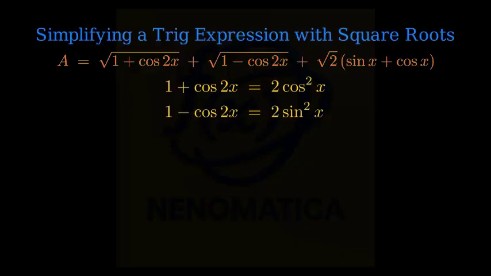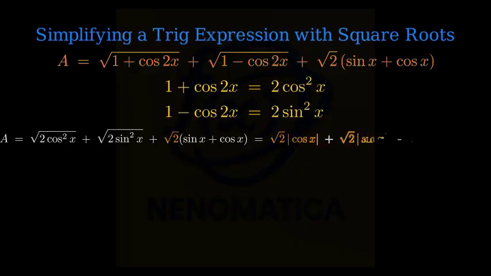1 plus cosine of 2x equals 2 cosine squared x, and 1 minus cosine of 2x equals 2 sine squared x. Taking square roots gives square root of 2 times absolute cosine x, and square root of 2 times absolute sine x, because a square root returns a non-negative value. Because of the absolute values, we must know the signs of sine and cosine. A unit circle makes this visual.